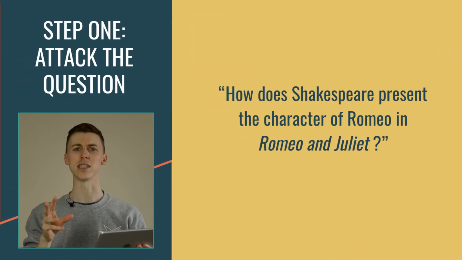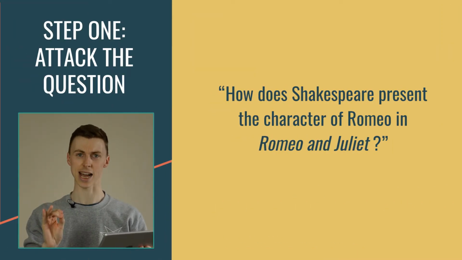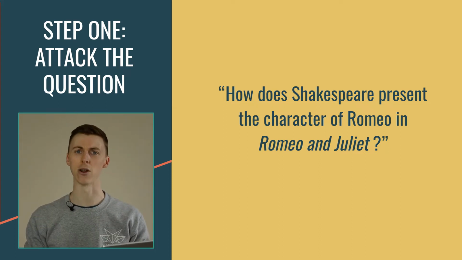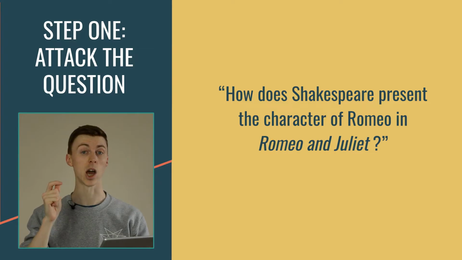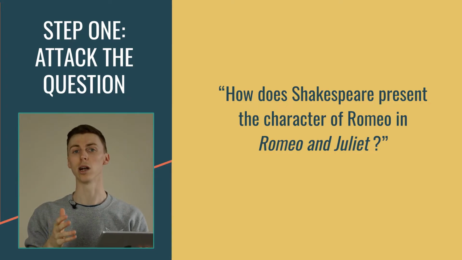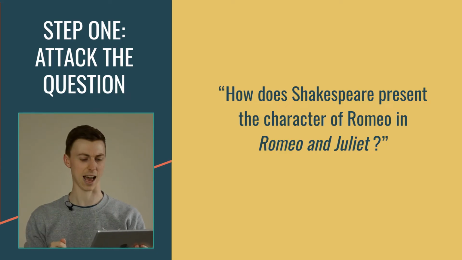So the first thing that we need to do when trying to write an outstanding essay is to look at the question. We have to attack the question and really break it down into its constituent parts so that we know exactly what it is that we need to do. Without that, our argument might well lose some of the focus that we need it to have.